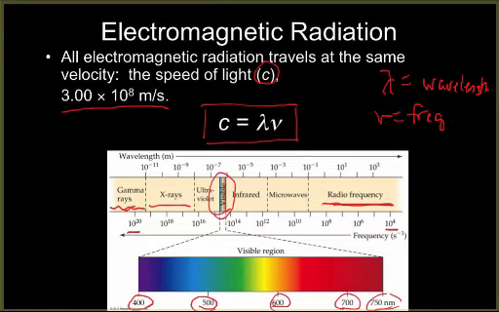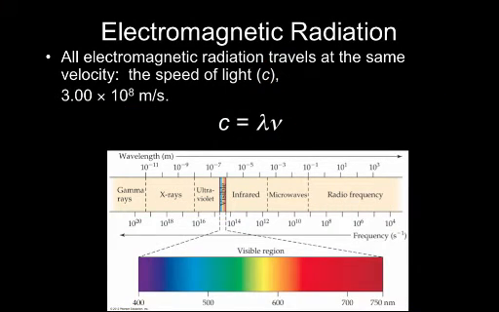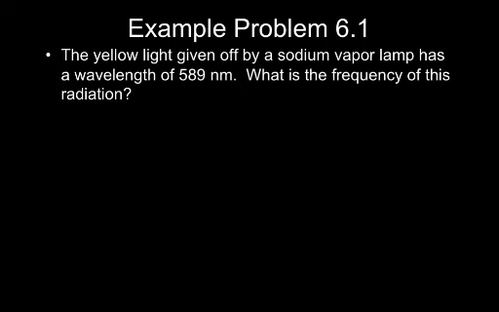Okay, so if we have one of those values, because this one is a constant, we are able to calculate the other one. Okay, so let's look at a couple examples of these.